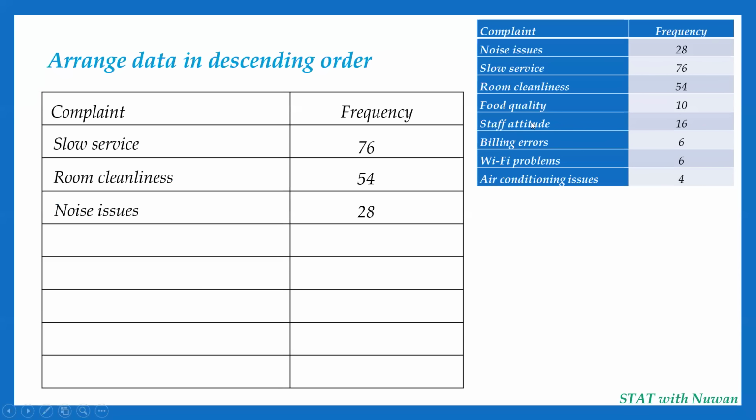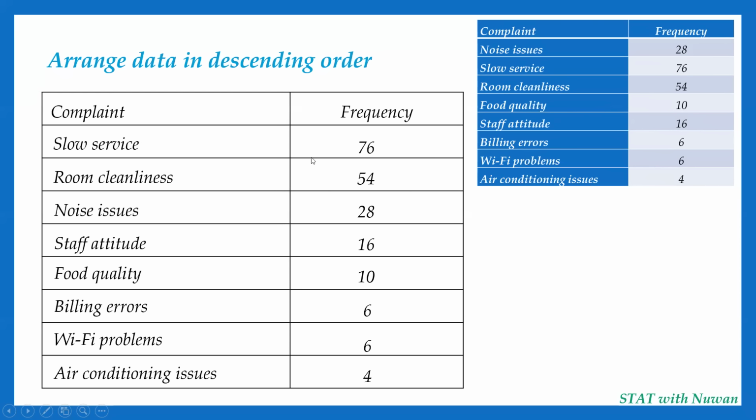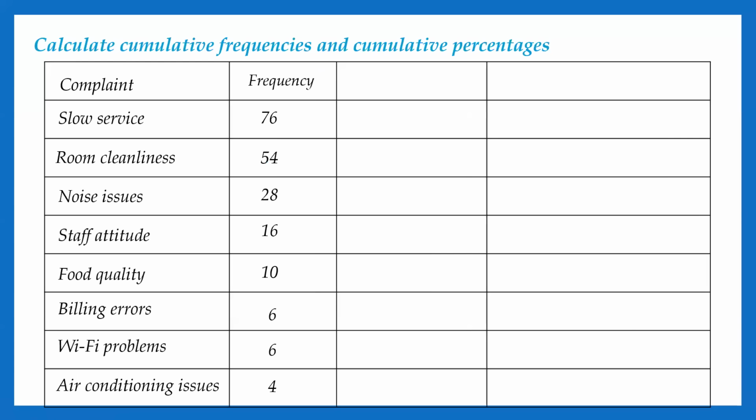Then staff attitude, 16, then food quality, 10, billing errors, 6, Wi-Fi problems also 6 complaints, and air conditioning issues, 4. These are the data arranged in descending order. And then we have to calculate the cumulative frequencies and cumulative percentages.